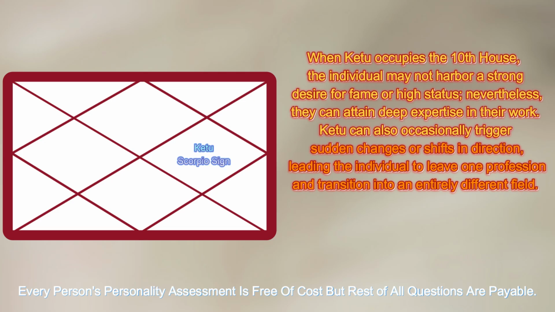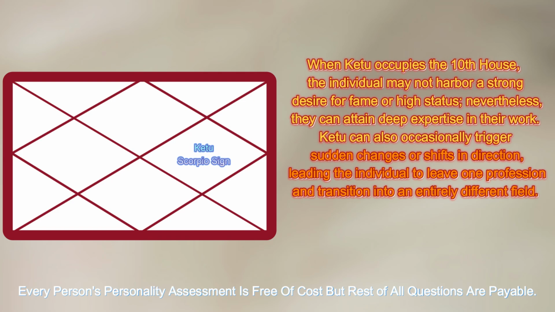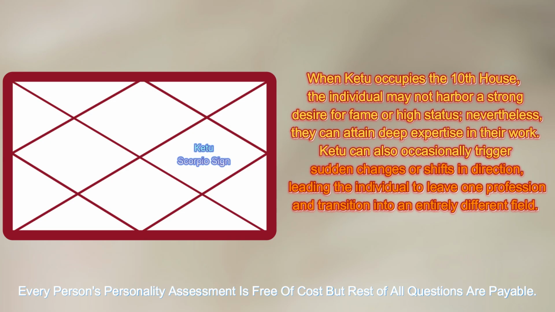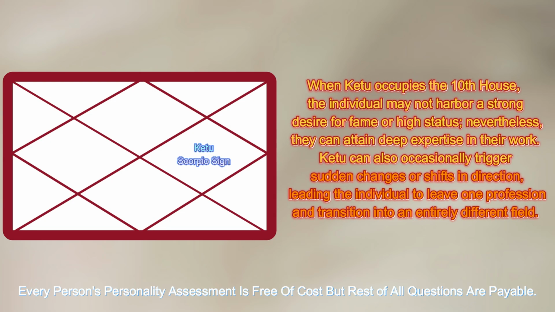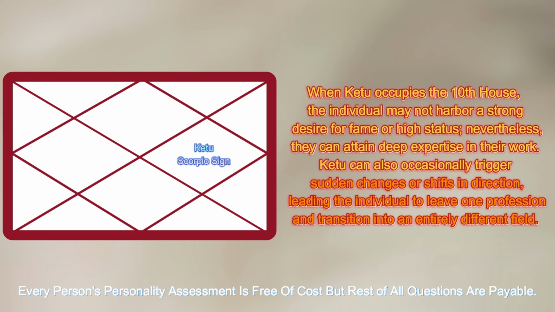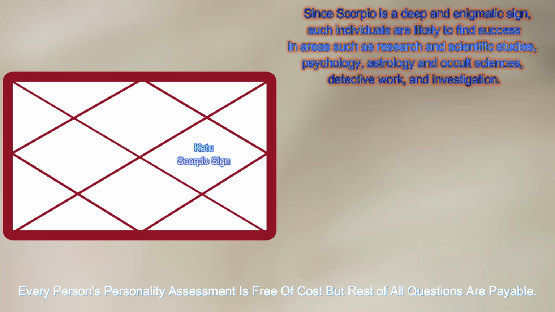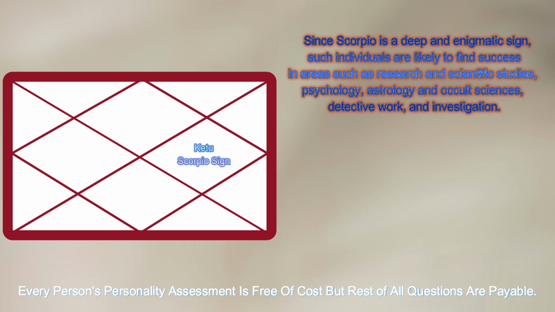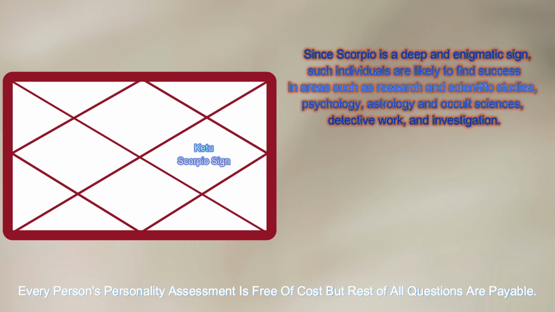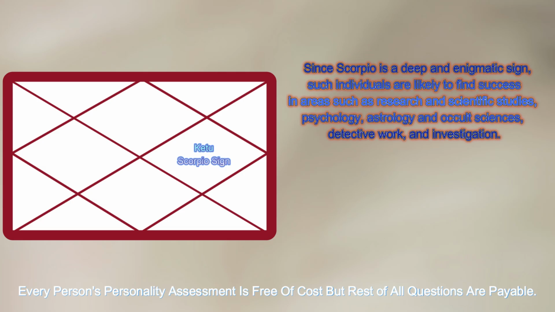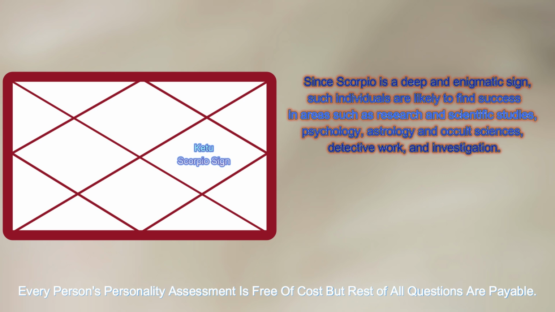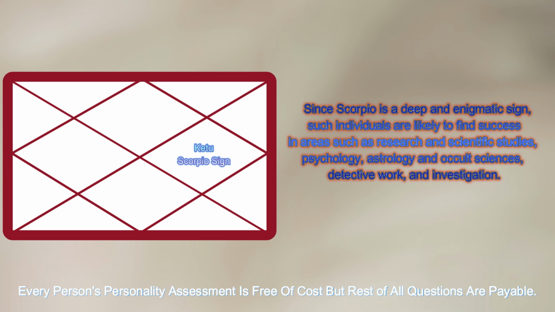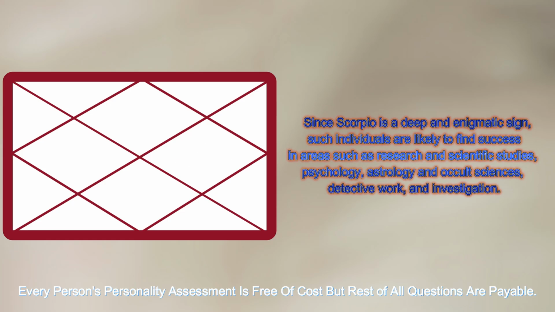Ketu can also occasionally trigger sudden changes or shifts in direction, leading the individual to leave one profession and transition into an entirely different field. Since Scorpio is a deep and enigmatic sign, such individuals are likely to find success in areas such as research and scientific studies, psychology, astrology and occult sciences, detective work, and investigation.